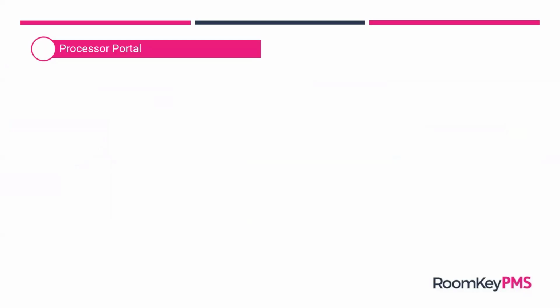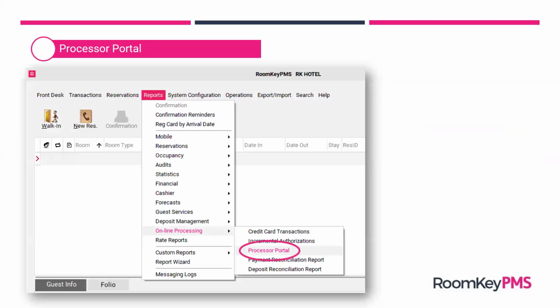One last thing that I would like to make note of is the access to processor portals. I did mention it when we were talking about our third-party interface solution, as well as our embedded Roomkey PMS payment solution. We do have access to those processor portals from Roomkey. Obviously, we do not work with any processor portals for non-integrated or manual standalone credit card machines. But if you do have a third-party interface processing credit cards, or you are using our Roomkey PMS payment solution, you can go to the Reports menu.